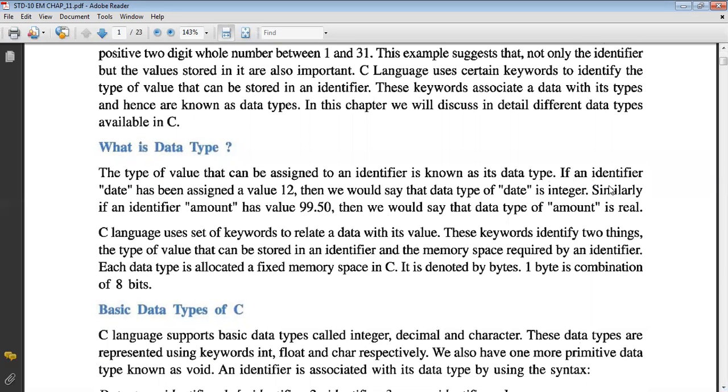Underline this line. If an identifier date has been assigned a value 12, then we would say that the data type of date is integer, because the value is only an integer. Similarly, if an identifier amount has the value 99.50, then we would say that the data type of amount is real. C language uses a set of keywords to relate a data with its value. These keywords identify two things: the type of value that can be stored in an identifier and the memory space required by an identifier.